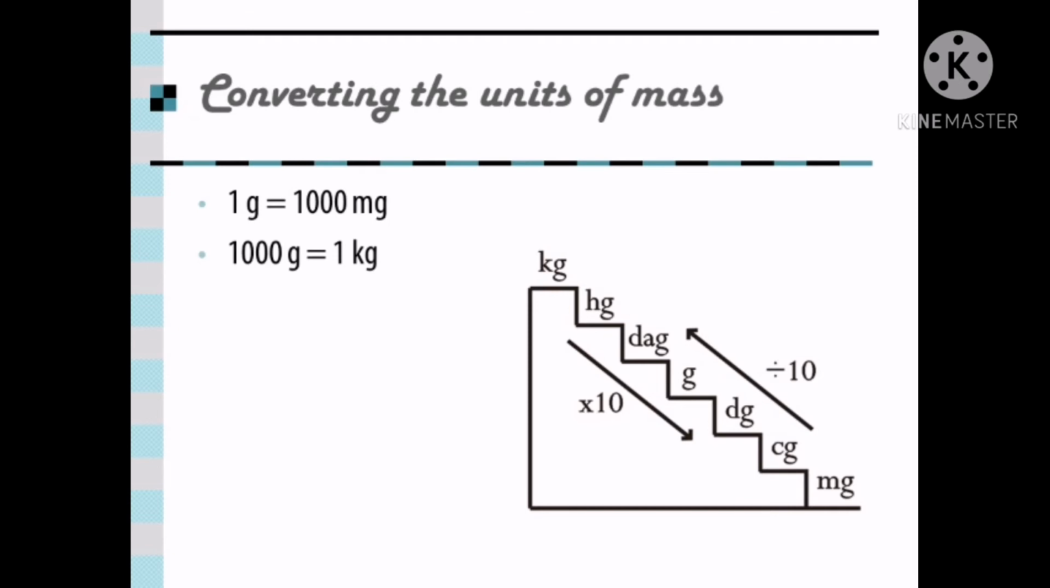1000 grams is equal to 1 kilogram, because from gram to kilogram you need to go up 3 stairs. So you need to divide 1000 by 1000, and 1000 grams equals 1 kilogram.